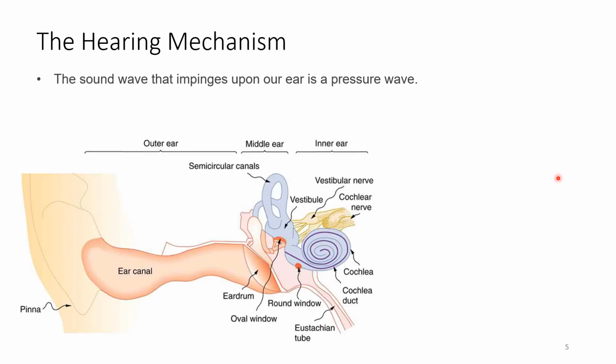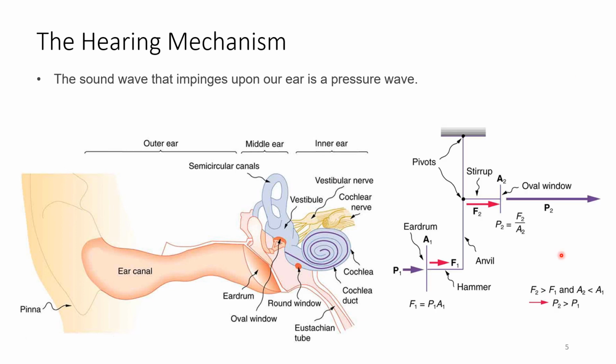The hearing mechanism involves some interesting physics. The sound wave that impinges upon our ear is a pressure wave. The outer ear, or ear canal, carries sound to the eardrum. The middle ear converts sound into mechanical vibrations and applies these vibrations to the cochlea.